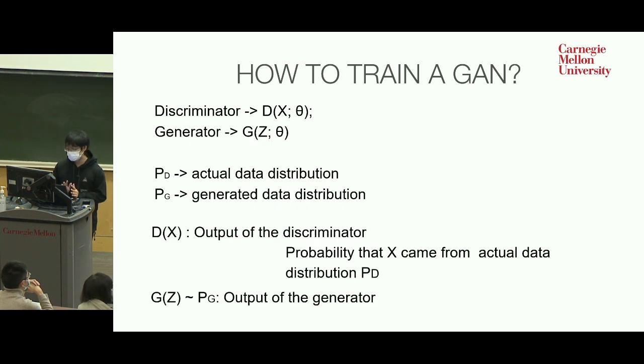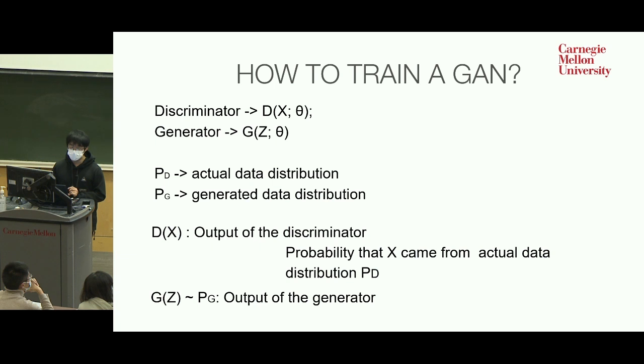And in order to make some mathematical formulation, we have all this notation here. Like we have the parameterized discriminator, the parameterized generator, and p_d is simply the actual data distribution, p_g the generated data distribution, and the output of the discriminator, and the output of the generator. Good.